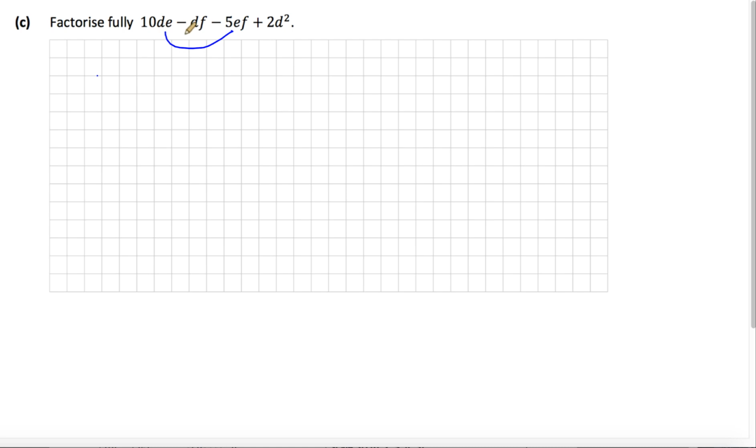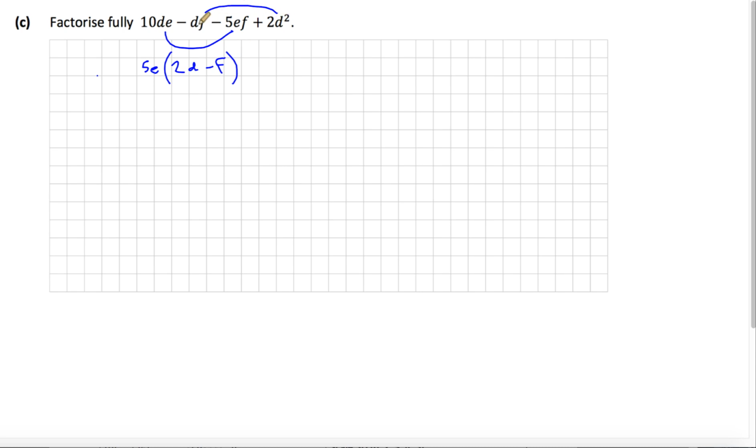I can pair these 2 because I've got a common factor of 5e, and then my second pairing would be these 2. Okay, so for the first pairing, 10de minus 5ef, the most I can factorize out of both of those is, as I said, 5e. So 5e factorized out of this would be 2d. And 5e factorized out of negative 5ef leaves me with minus f.